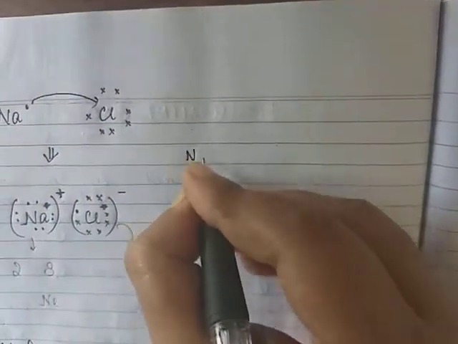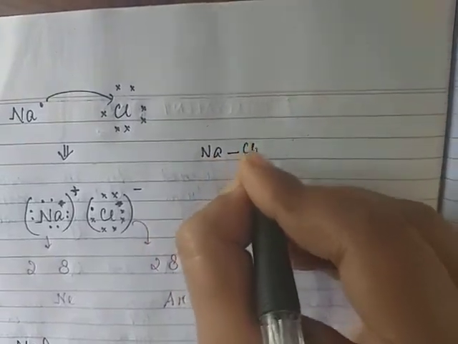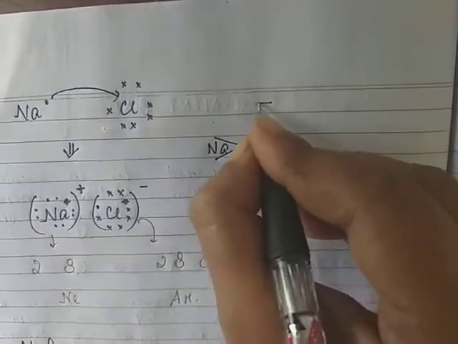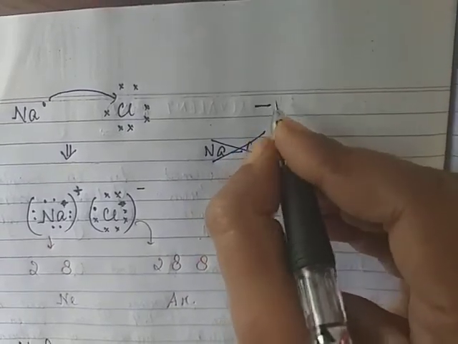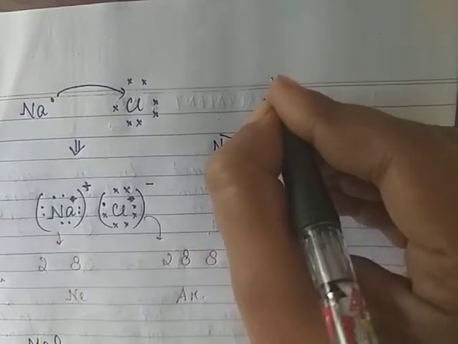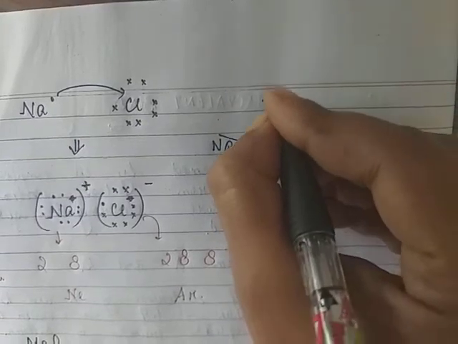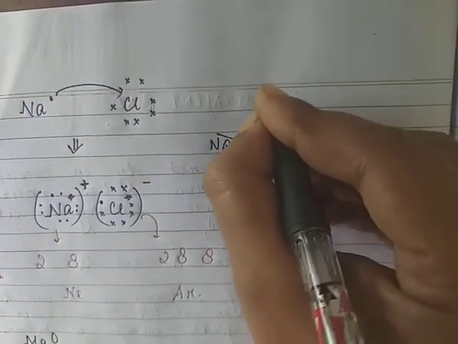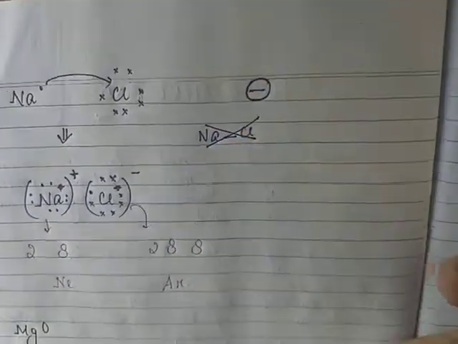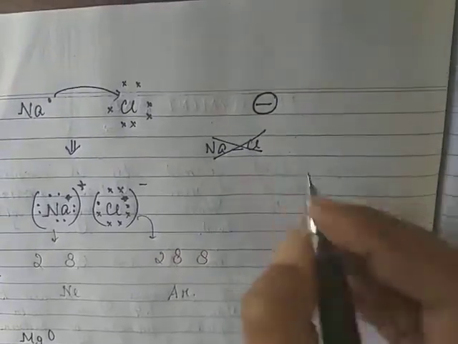We will not write NaCl like this. This is wrong. This bond is only a single line, which is also known as bond line formula. This is only valid to explain the covalent bond, never the ionic bond.